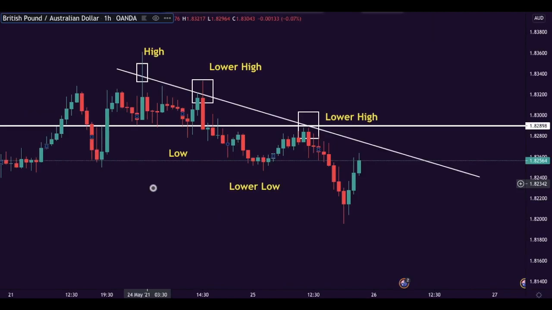Now traders, this is a forex chart of GBP and AUD. We can see that the market is making lower highs and lower lows. So we clearly know the market is in downtrend.